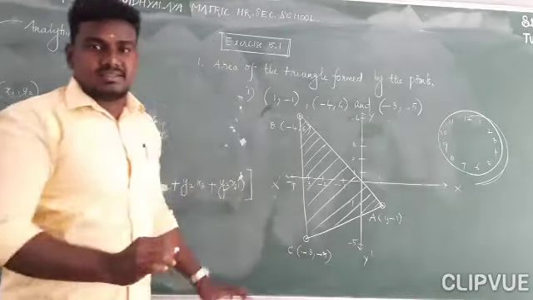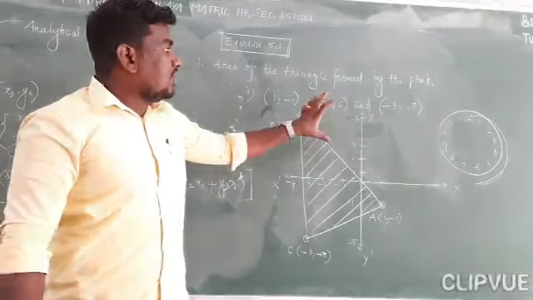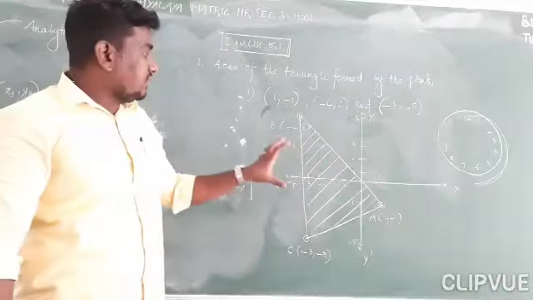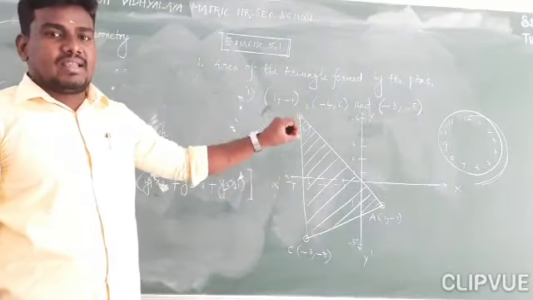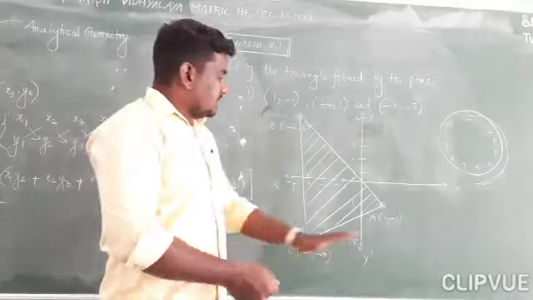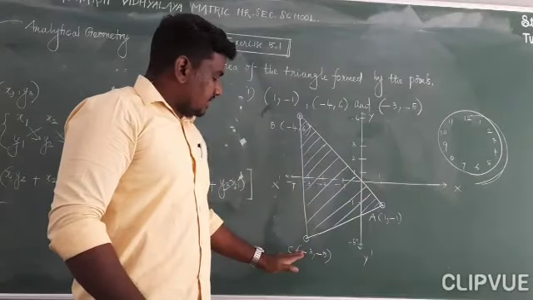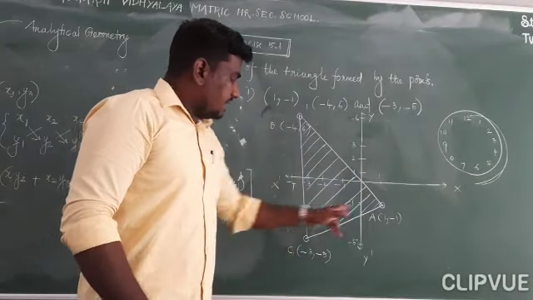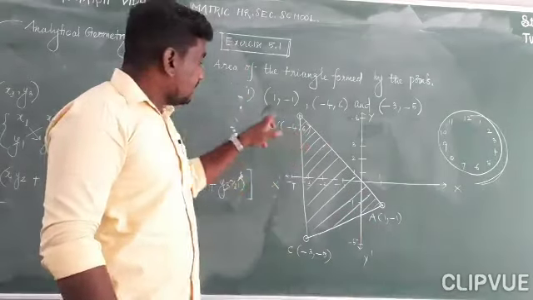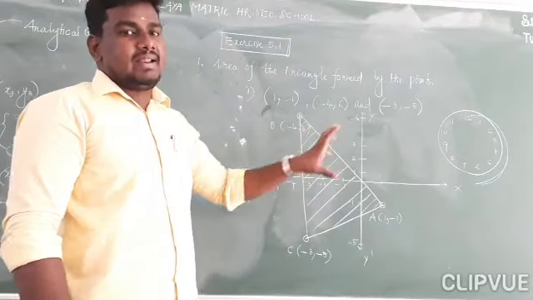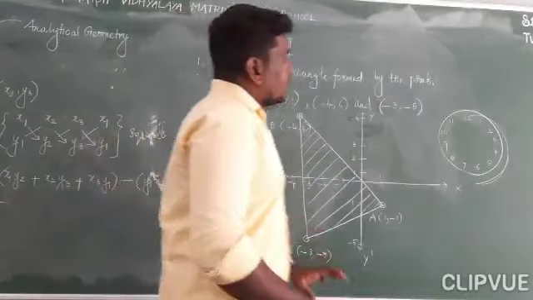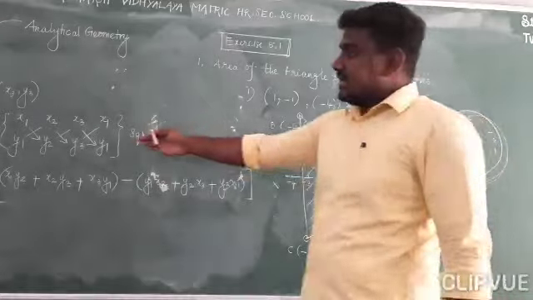Why do we take it like this? To avoid the value of area being negative. If you take the vertices in anti-clockwise order, you get the value of the area as positive. Okay. So A, B, C. We can take A, B, C or B, C, A, whatever it is, but we should take it in anti-clockwise order. Okay. So the area of triangle formula is given clearly.